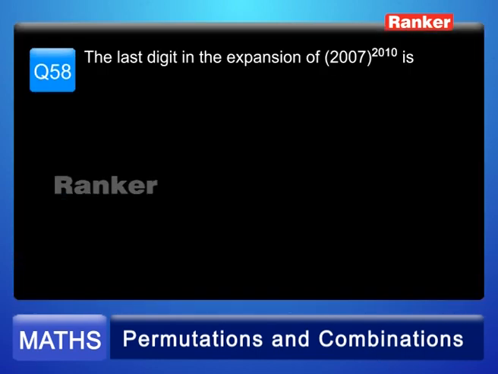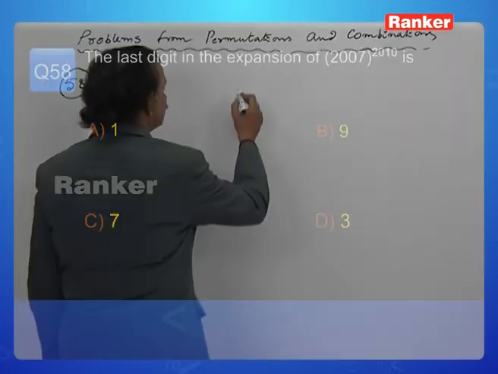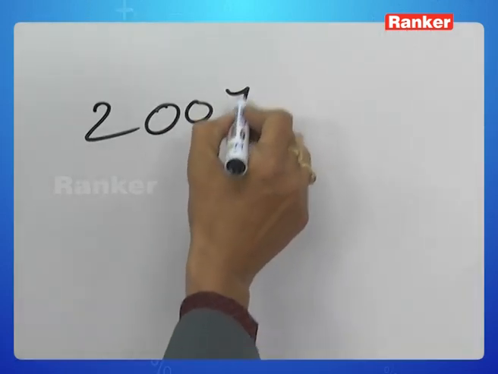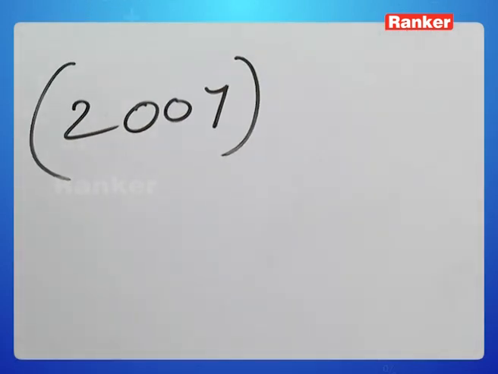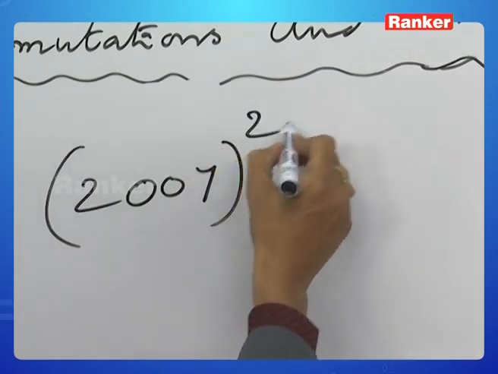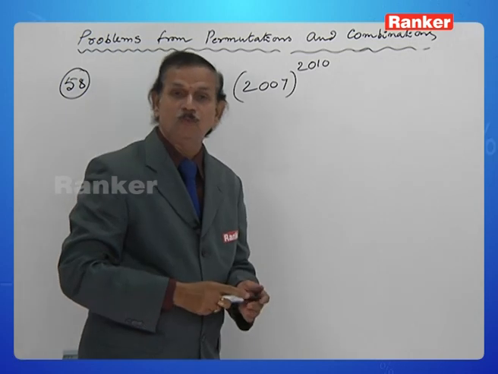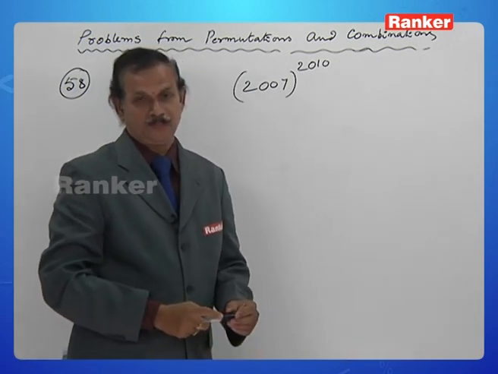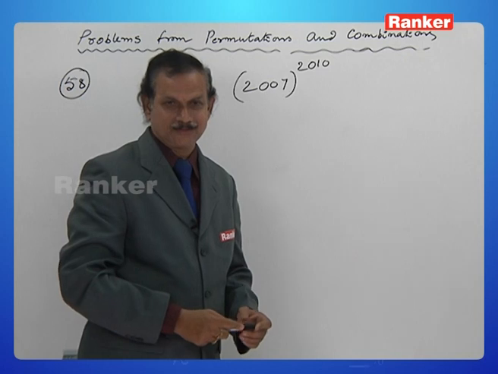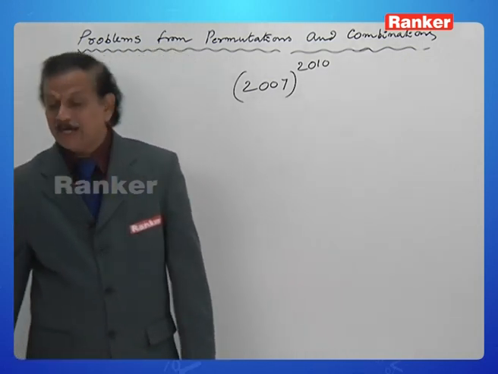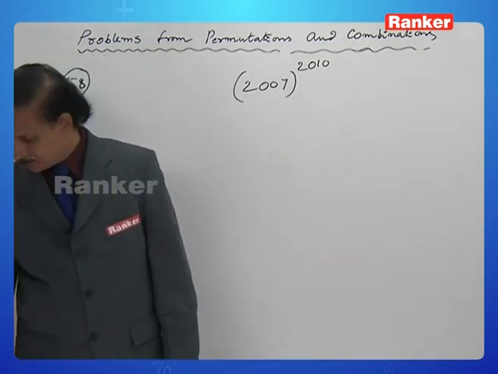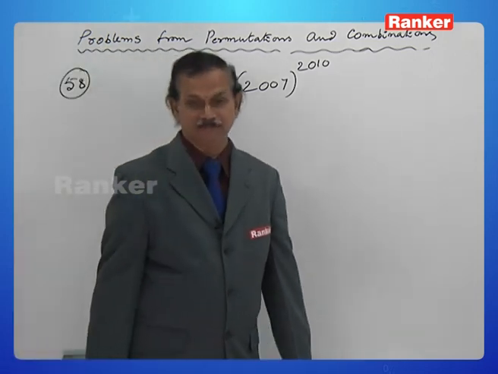The question before us is question number 58. In this question, he is asking us the last digit in the expansion of 2007 whole to the power of 2010. He is asking like this. How to estimate the last digit of a particular number?